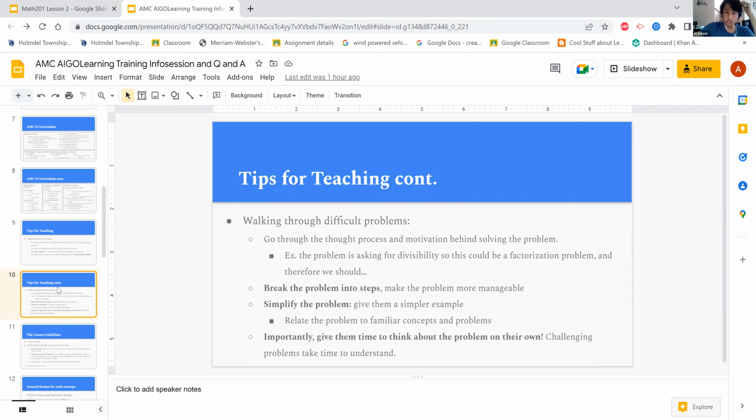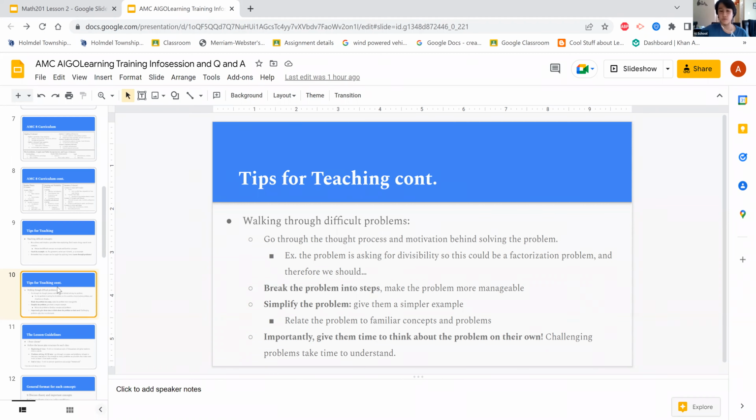Another tip for teaching a difficult problem is to simplify the problem, which means giving a simpler example. You want to relate the problem to more familiar concepts and problems. For example, if you're doing a counting problem that has 10 cases, or a problem related to people and there are 10 people, it's quite complicated. Take the problem and just choose 3 people instead and see what happens there.